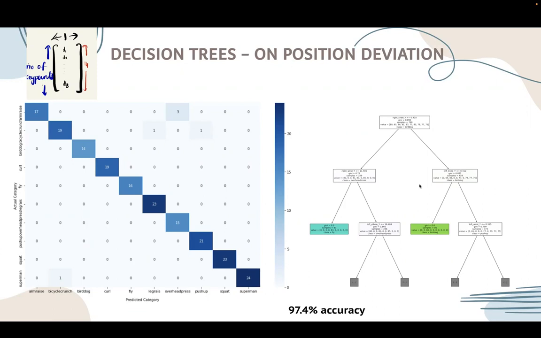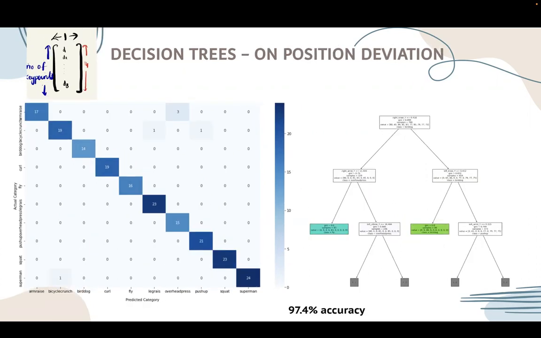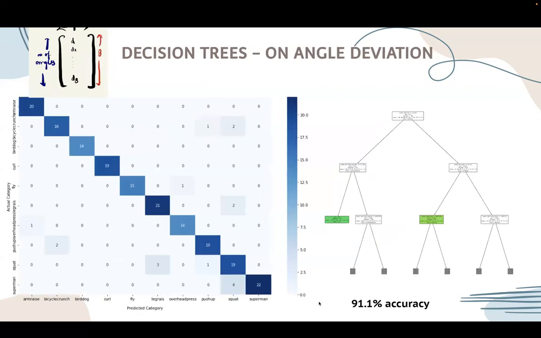We have observed that the knee and wrist play a key role in classification of the workout. We have achieved 97.4% accuracy for this case. So further, going to the next slide about the angles.